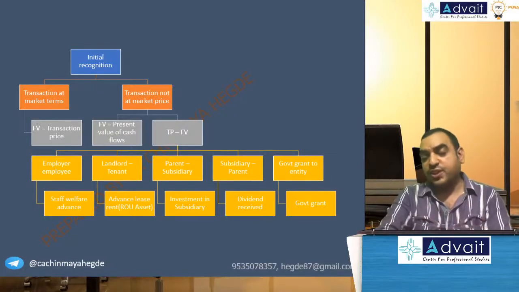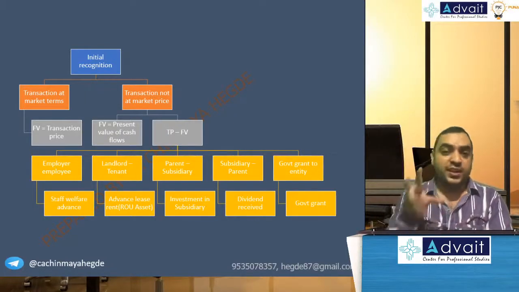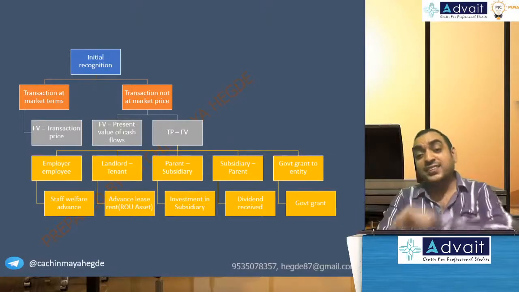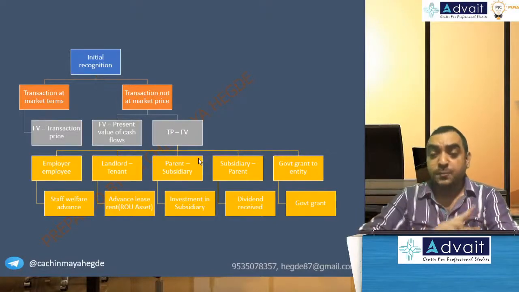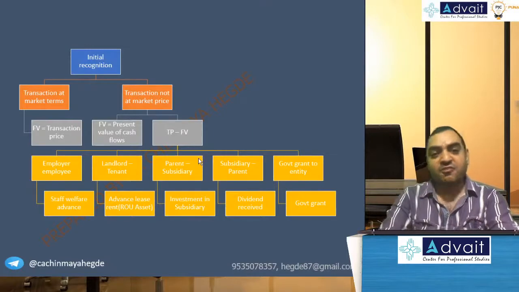And government grant, in Ind AS 20, you know, when the government gives you a loan at a concessional rate, the balance there we treat as government grant: the difference between the actual amount received and its fair value.